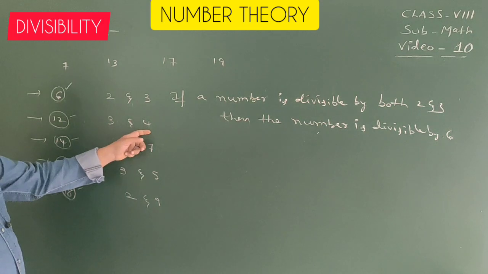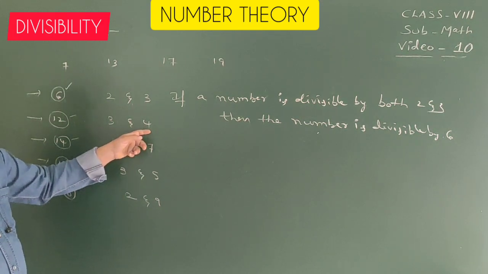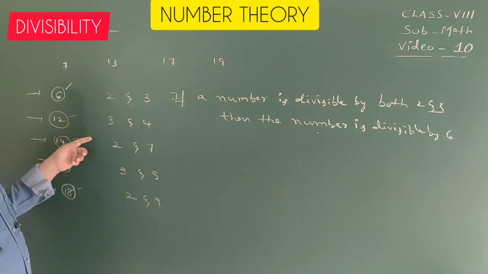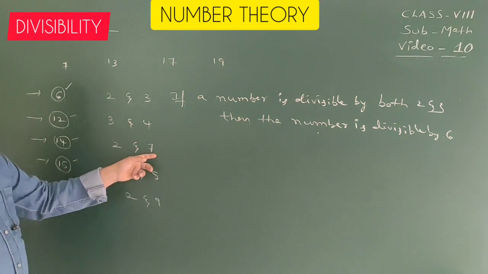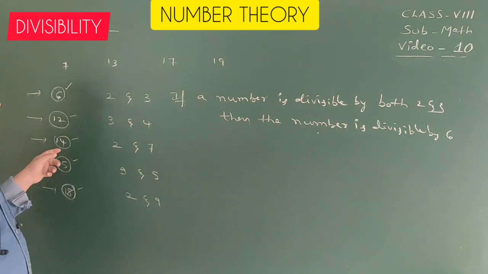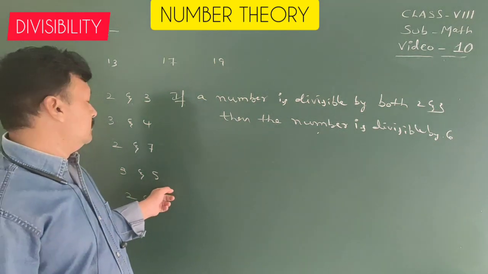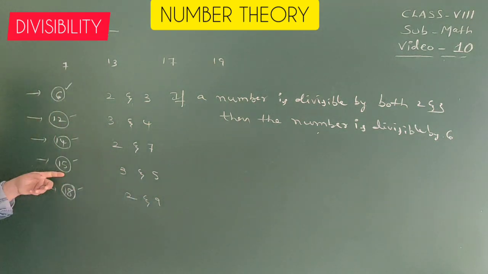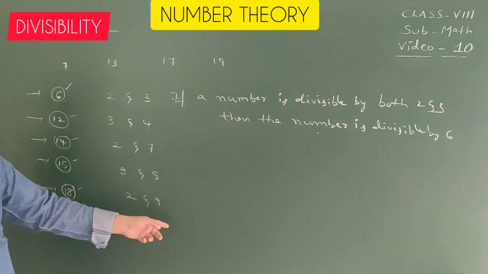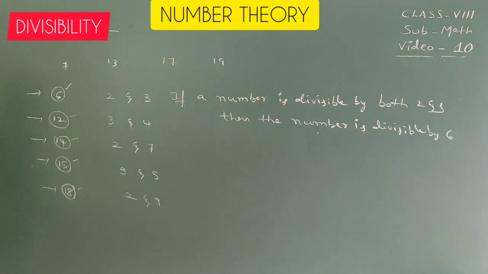So 3 and 4. If it is divisible by 3 and 4, then the number is divisible by 12. If it is divisible by 2 and 7, then the number is divisible by 14. If the number is divisible by 3 and 5, then the number is divisible by 15. If the number is divisible by 2 as well as 9, then the number is divisible by 18.